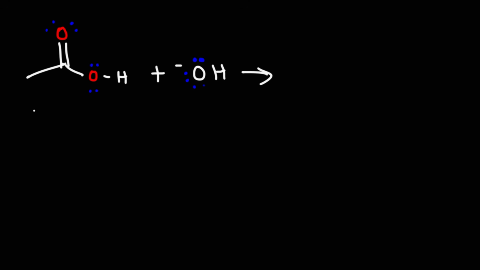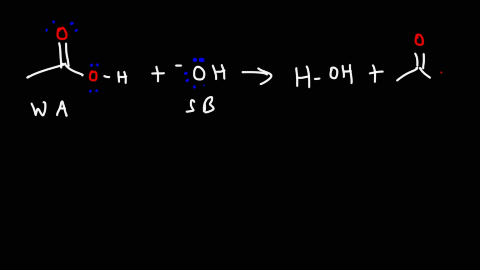We know that acetic acid is a weak acid, and hydroxide is a strong base. So hydroxide is going to abstract a proton from the acid. Acids are proton donors. Bases are proton acceptors. So we know we're going to get water as a product, and we're going to get the conjugate base of acetic acid, which is acetate. How can we show arrows that will help us to get the products that we see here on the right?